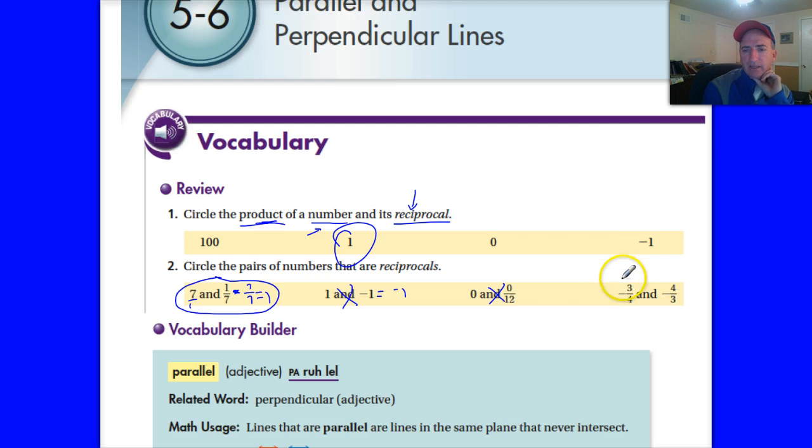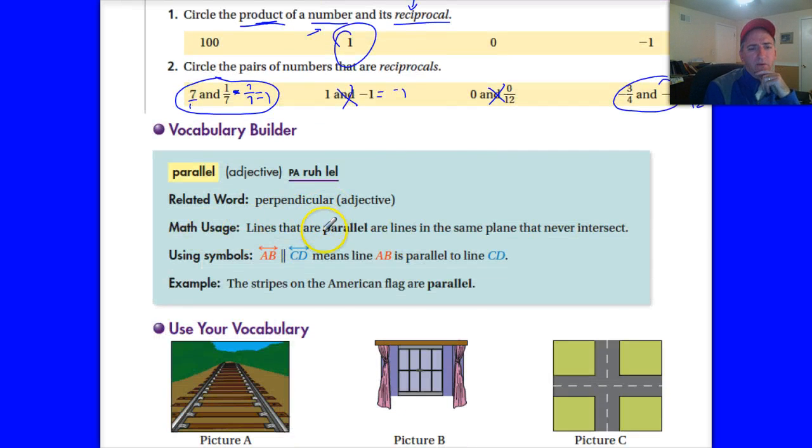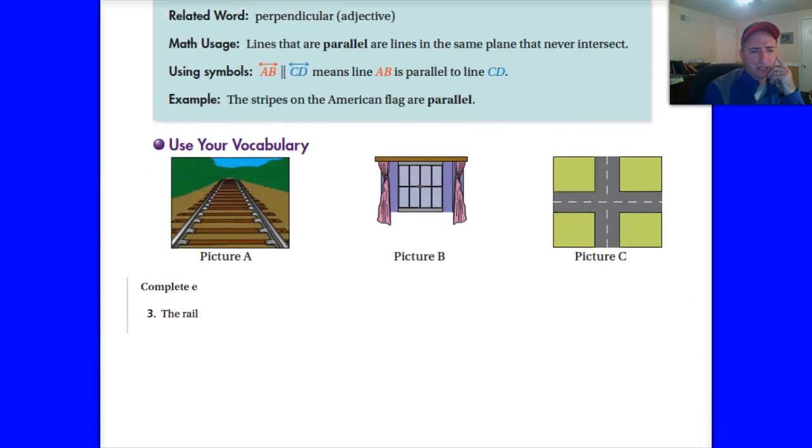Take a look at this one, negative 3/4 and negative 4/3. Those are reciprocals, because negative times negative would make positive. You'd have 12 over 12, which does equal 1. Therefore, those two are reciprocals. All of those, the reciprocal, is going to be an issue for us in this particular lesson.